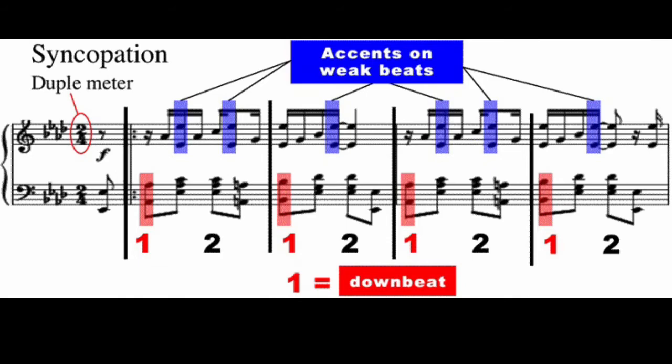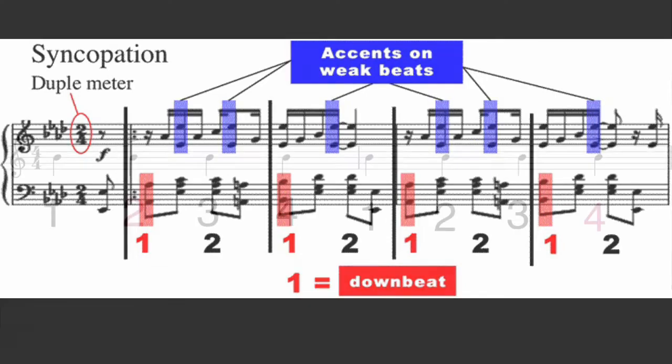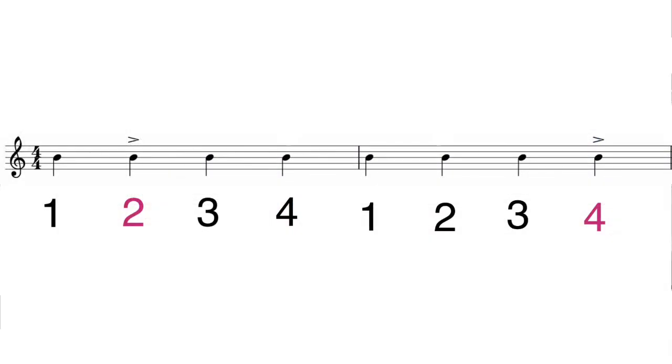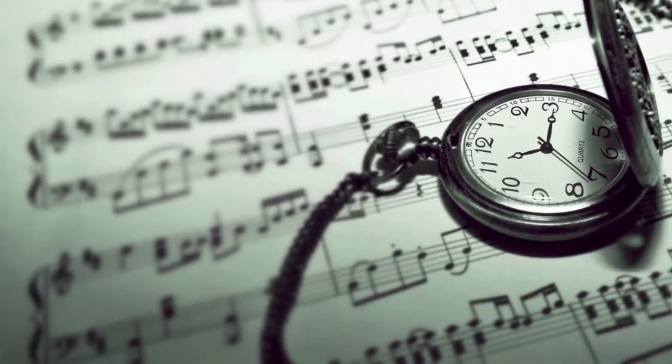A syncopation also occurs when a weak beat is accented, as in 1, 2, 3, 4, or 1, 2, 3, 4. Such contradictions of the meter surprise the listener and create rhythmic excitement.